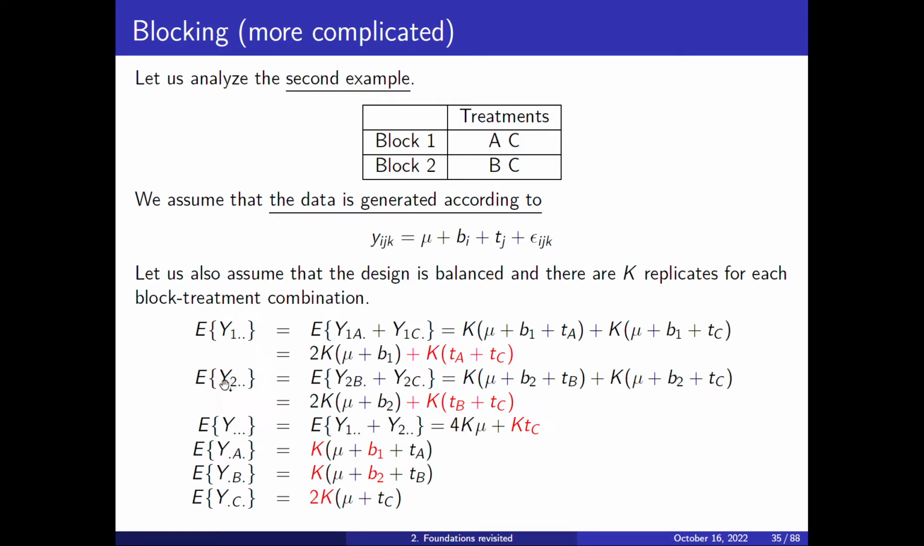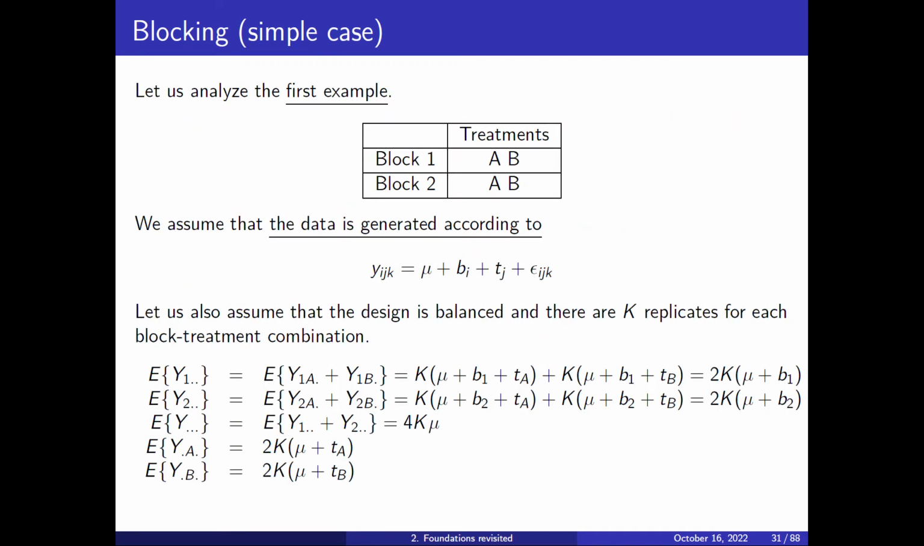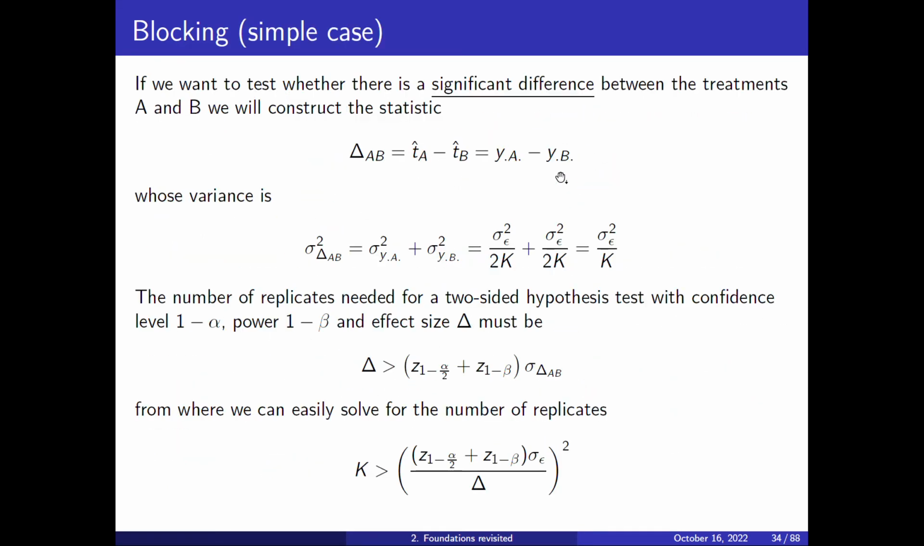and the same happens for the sum of the second group, for the overall sum, for the sum of group A. So for A we have this, for B we have that, and for C we have that. So we have marked in red the differences with respect to the previous situation, in which the blocks saw all treatments at the same time.